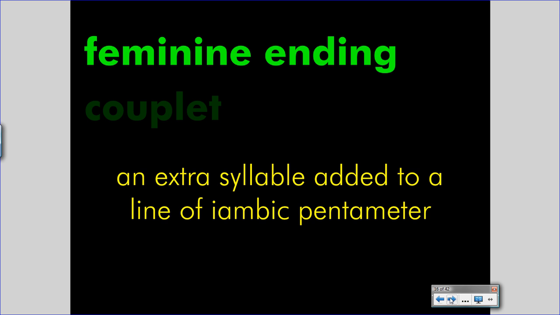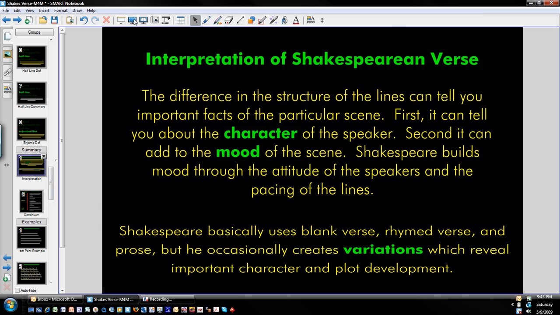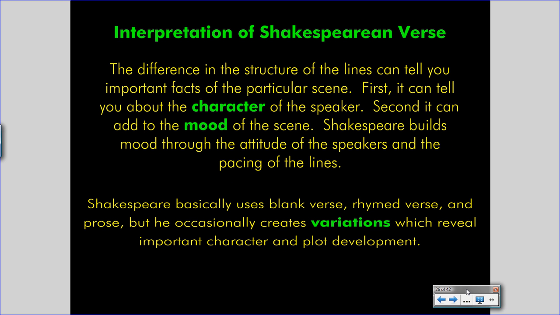Okay, in part two of the Shakespearean verse concepts, we learned about blank verse, rhymed verse, and prose, and how those three are the basic approaches that Shakespeare takes to writing his characters' lines within plays. And now we have to understand why exactly he uses this. Here's how you understand Shakespearean verse concepts and use them.